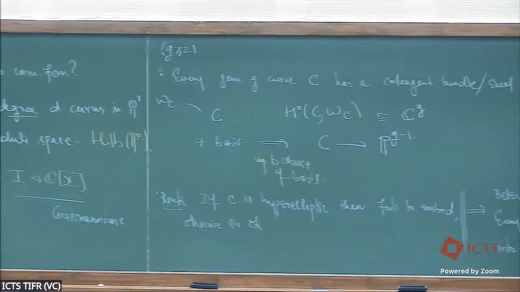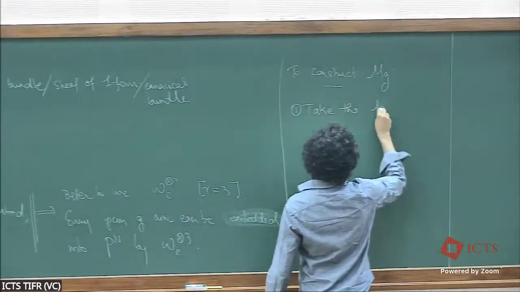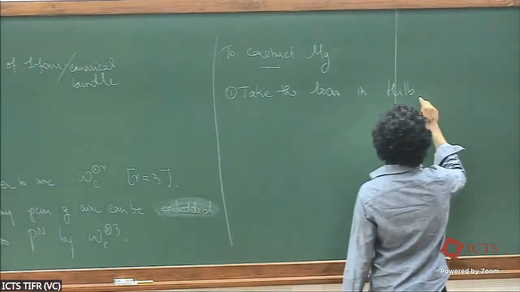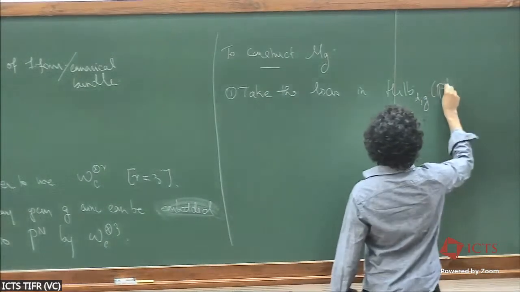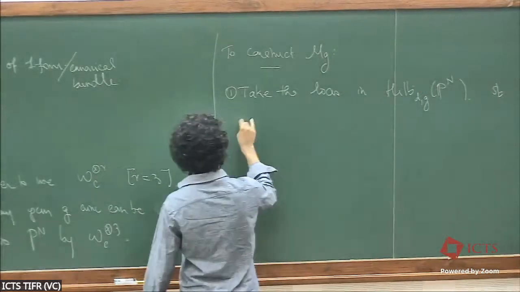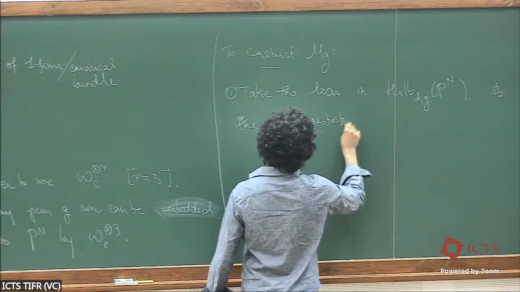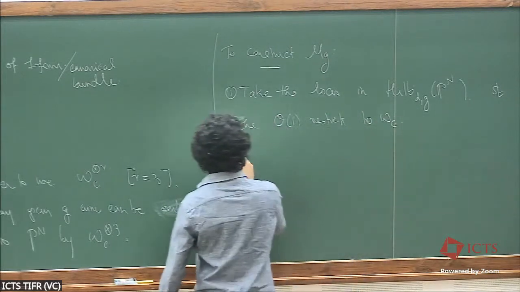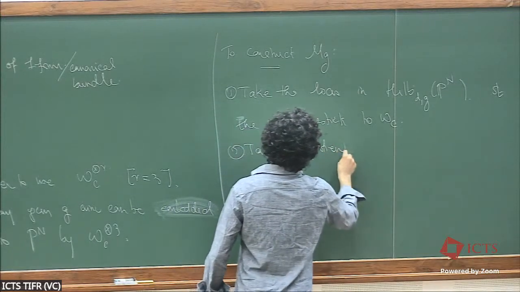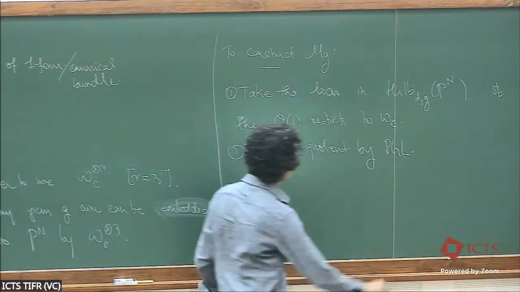M_g, you do two things. One, you take the locus in the Hilbert scheme of degree d curves of genus g in this big projective space, such that the O(1), I'll explain this in a moment, restricts to omega_C. And two, take a quotient by PGL, whatever this number is.